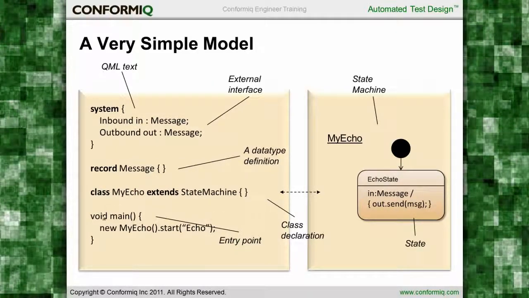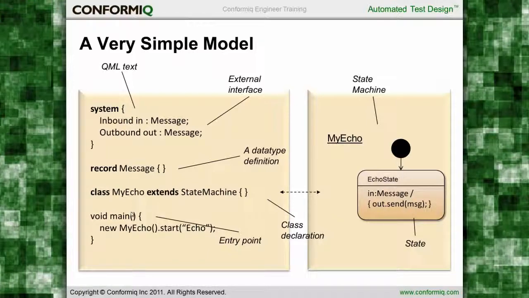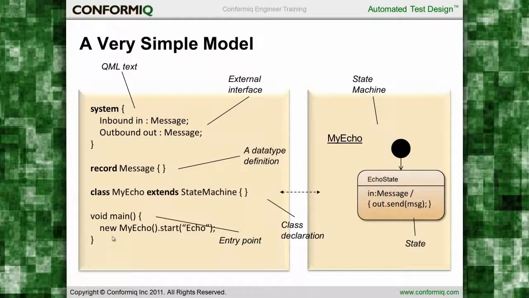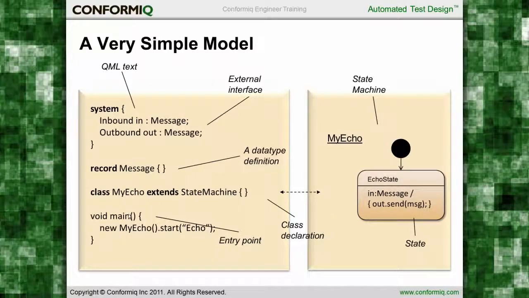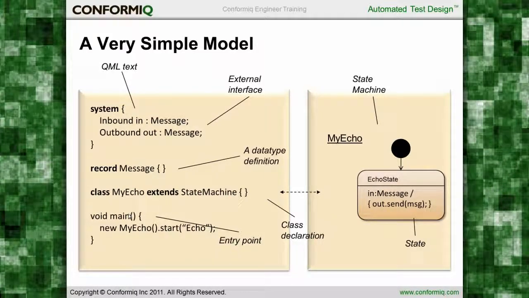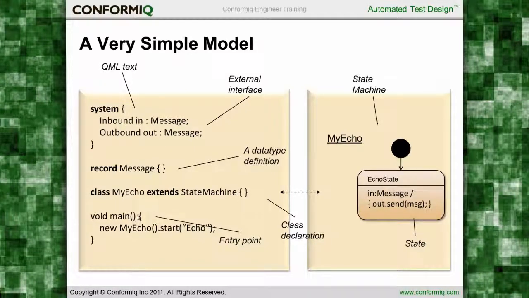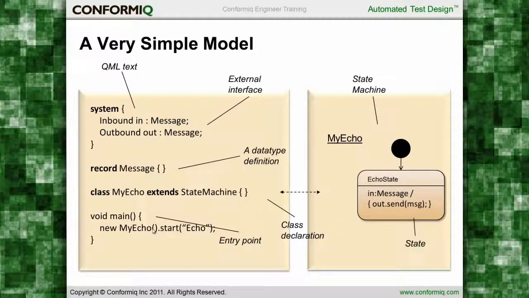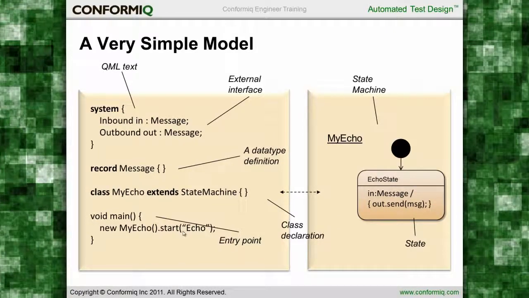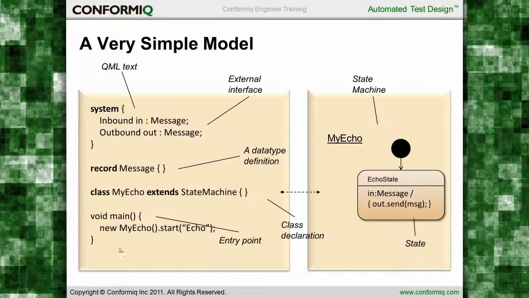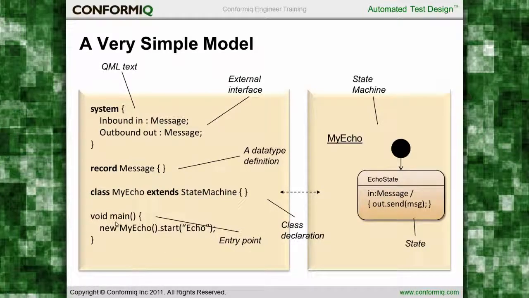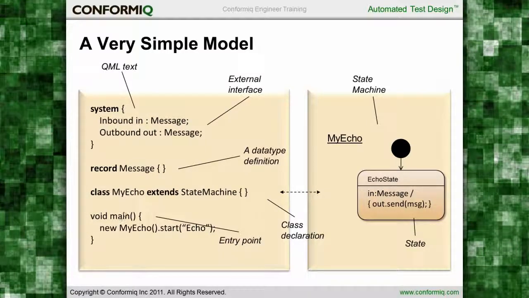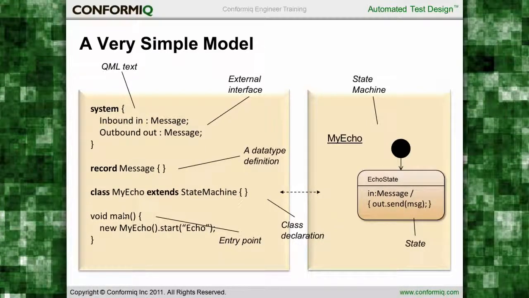And then what we have remaining in the textual part is this main entry point of the model. So exactly the same way as in Java, we have a main entry point for our model, which then starts the execution, which in this case creates an instance of our state machine and starts the execution of the state machine. The only difference to Java here is that in Java this of course would have to be a member of a class, but in QML the main is a global function.